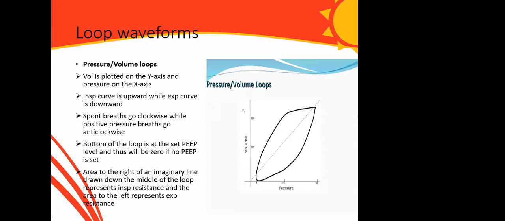The area to the right of an imaginary line drawn down the middle of the loop represents the inspiratory resistance, and the area to the left represents expiratory resistance. This is important for you to know whether there's increased resistance during inspiration or during expiration.